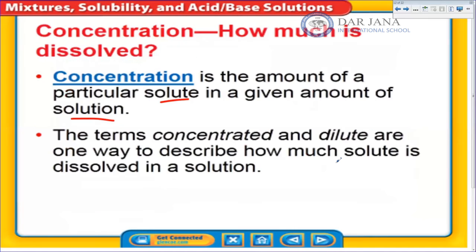Okay. Coming back here, we have two terms to discuss, which are concentrated and dilute. What do you mean by concentrated and dilute? They are one way to describe how much solute is dissolved in a solution. Meaning, if you increase the quantity of the solute in a solution, then you are concentrating it. While if you increase the amount of the solvent compared to the solute, then you are diluting it. So when we increase the solute, we are concentrating a solution, while when you are adding more solvent, then you are diluting it.